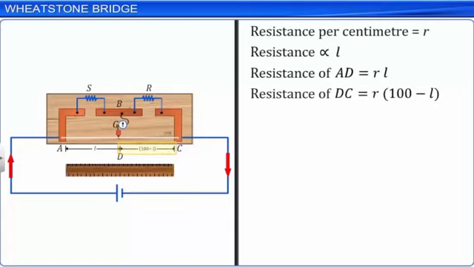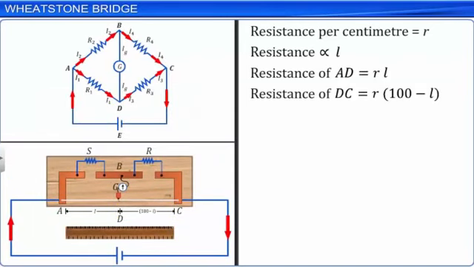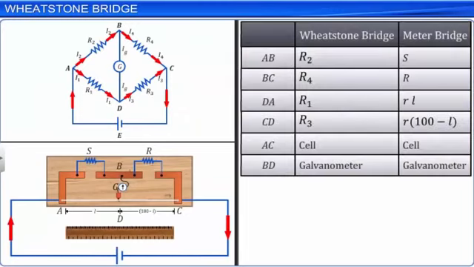The Wheatstone bridge and meter bridge circuits are very similar. The table shown gives the comparison of resistances between the Wheatstone bridge and the meter bridge. As the current in the galvanometer of the meter bridge is 0, the circuit in the meter bridge is a balanced one, and hence we can apply equation 11 to the circuit.